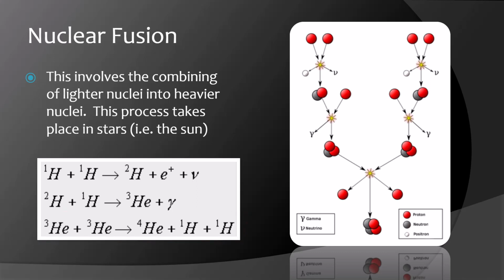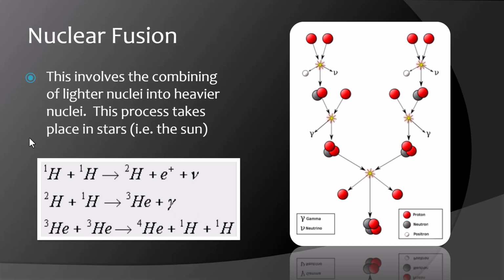Now each step of the way that produces energy, and we can also see that it produces a new substance we haven't talked about, which is a neutrino and a positron. Now these processes take place in all stars. Fusion is where it's taking very light elements and fusing them into heavier elements.